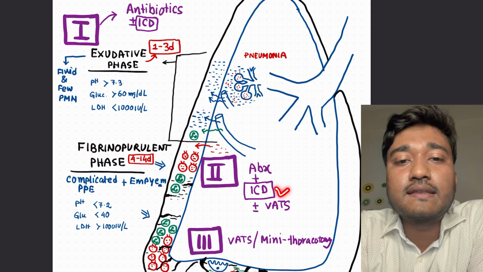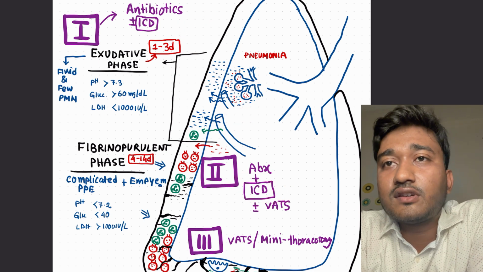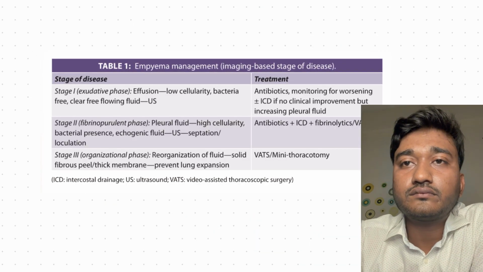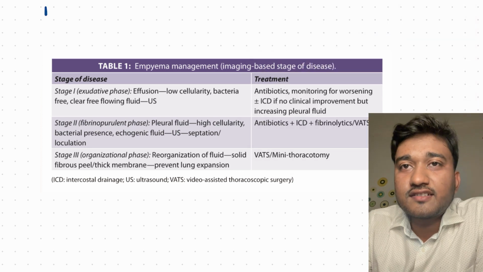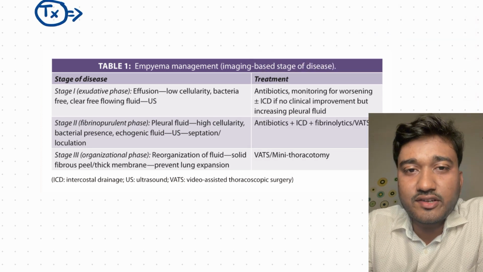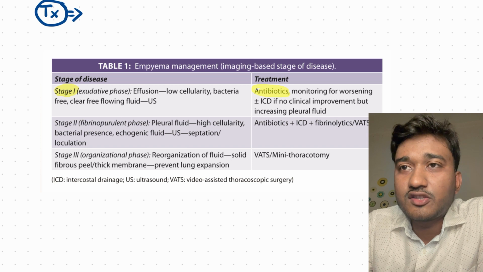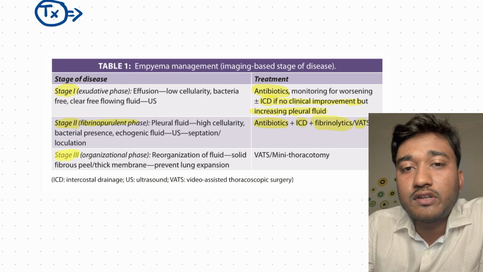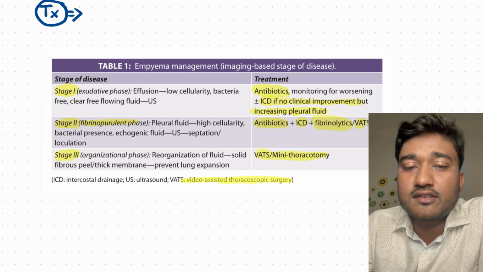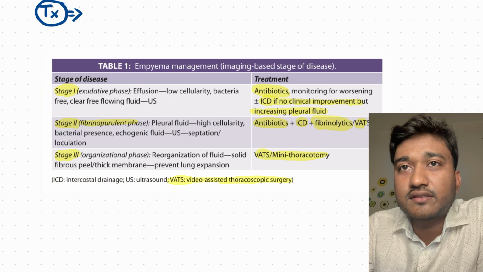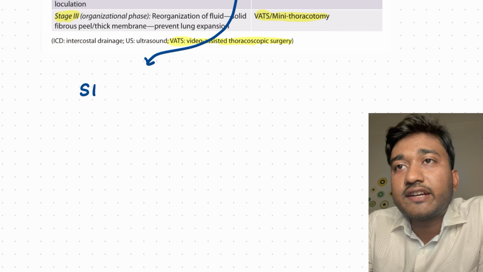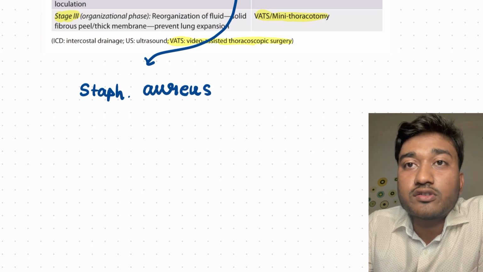Okay. So there are 3 stages: stage 1, stage 2, and stage 3, and we have already discussed the treatment modalities. Please recap once again. Stage 1, antibiotics plus minus ICD. Stage 2, antibiotics plus ICD, and within the ICD you need to give fibrinolytic substances. Okay, we will discuss about it. What are fibrinolytic substances? And stage 3, there is VATS or mini thoracotomy. So now let's discuss what are the antibiotics, choice of antibiotics.